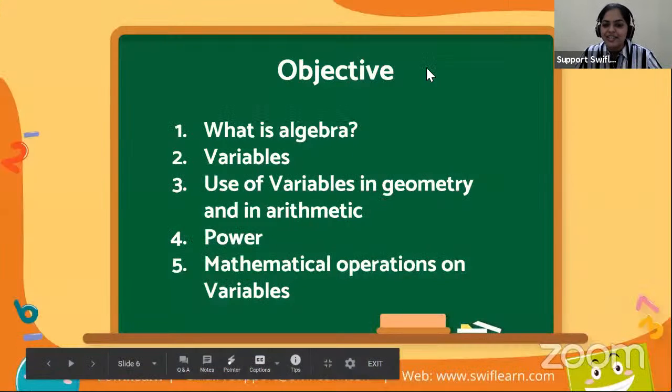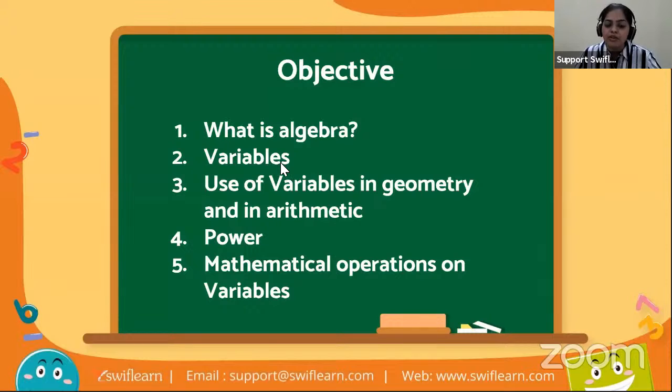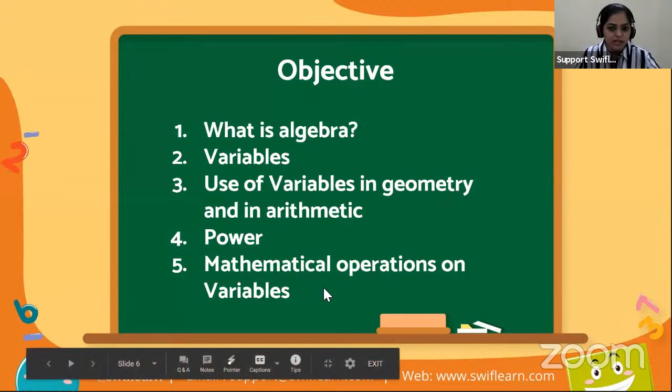Let's move to the objective of today's class. The objective for today's class is: what is algebra? We will learn about variables and the use of variables in geometry and in arithmetic, and we will learn about the powers and the mathematical operations on the variable. So this is all about the objective of today's class.